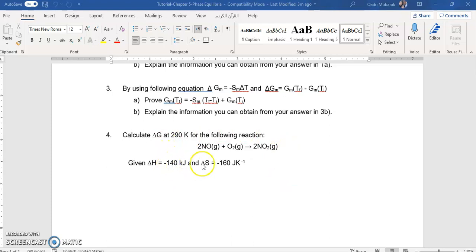Given the following reaction, the production of nitrogen dioxide, given 2 mole of nitrogen oxide in the gas form, react with oxygen gas, O2, and it becomes 2 mole of nitrogen dioxide. Given the delta H, the enthalpy of the reaction, is negative 440 kilojoule, and our entropy, delta S, equal to negative 160 joule per Kelvin.